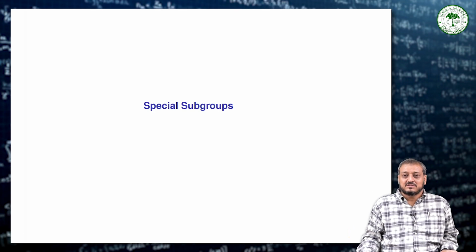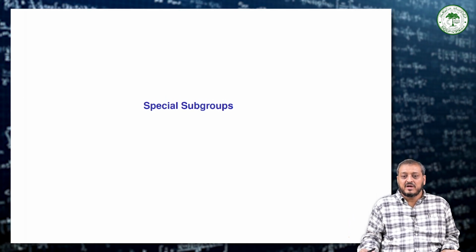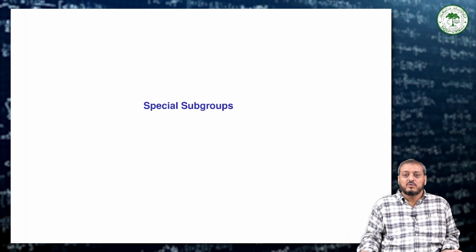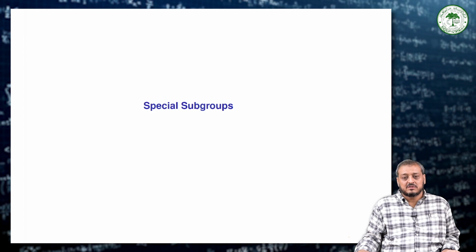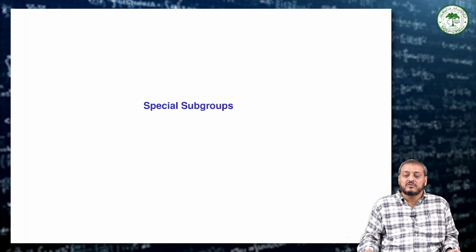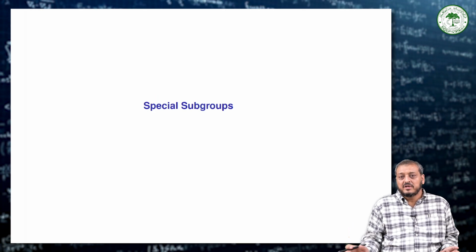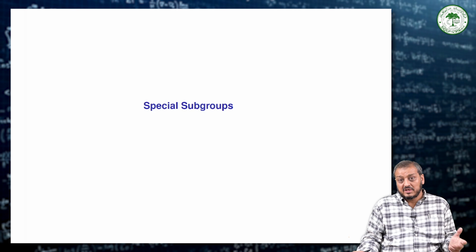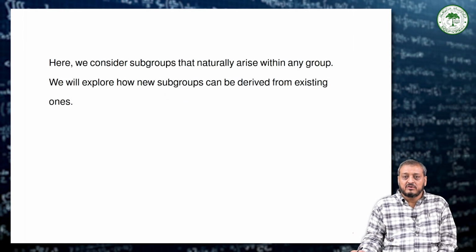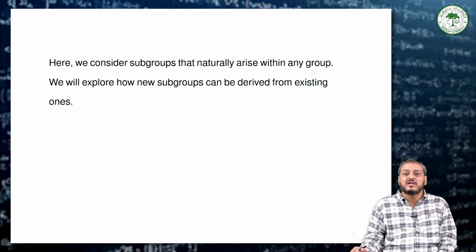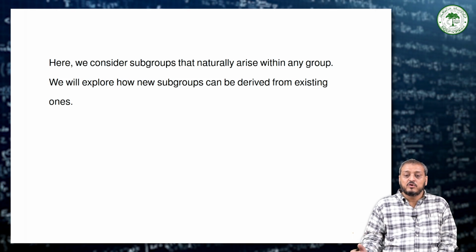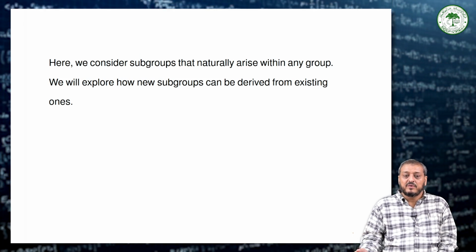In the last class we discussed some criteria for subgroups, and today we are going to look at some special subgroups. First, we have to check whether the intersection of two subgroups is again a subgroup or not. Here we consider subgroups that naturally arise with any group. We will explore how new subgroups can be derived from existing ones.